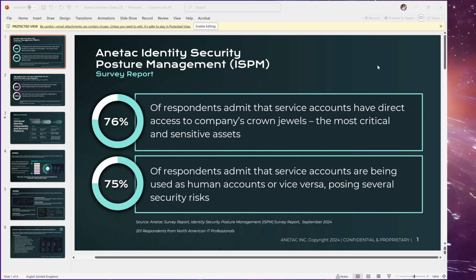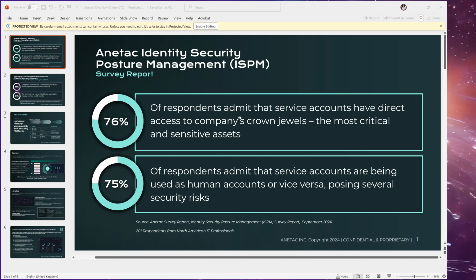But this is the biggest issue that we have, where we're seeing the majority of the people we talk to admit that the service accounts have direct access to the company's crown jewels, and they're really the most critical parts of that organization. Just last week, I was actually speaking to an NHS trust. They suffered a cyber incident. It wasn't a major incident, but they did suffer a cyber incident.